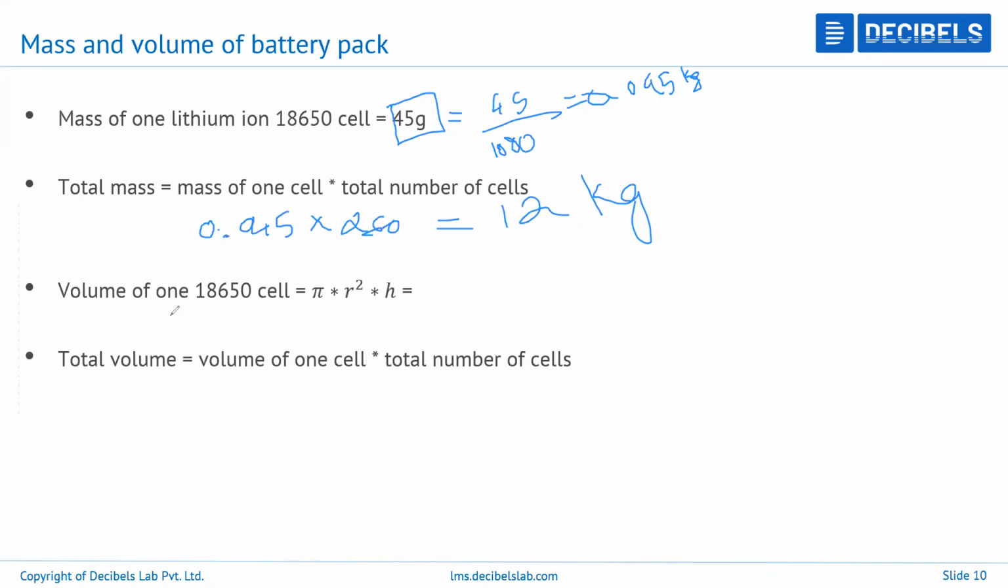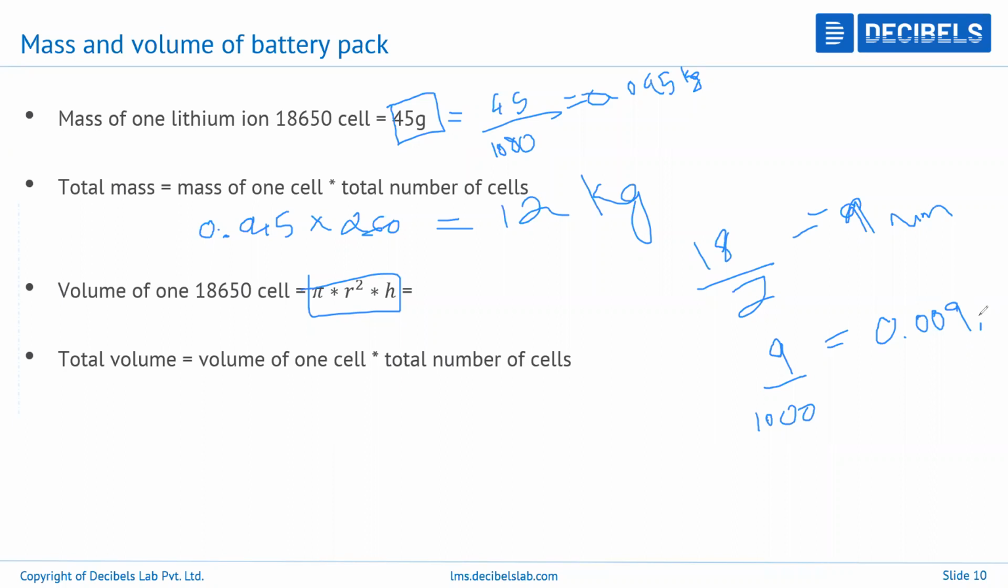And if you have to find out the volume, you will know the volume equation here. So simplified, we can use pi r squared h. So we know radius is basically 18 by 2, so radius will be 9 millimeters. If you convert this to meters, it will be 9 by 1000, so that will be 0.009 meter.